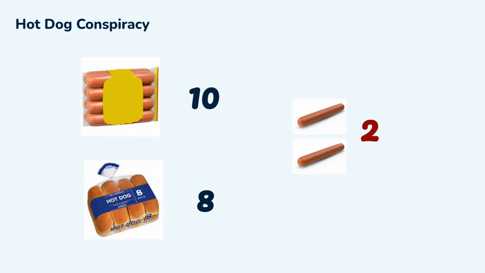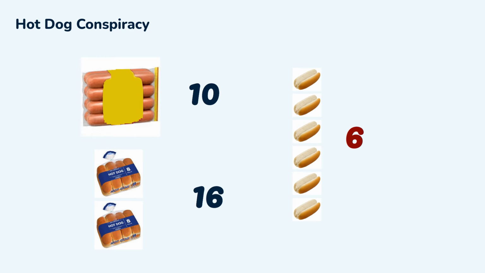Let's say you go to the supermarket and you buy a package of wieners and a package of hot dog buns. After preparing 8 hot dogs, your remainder is gonna be 2 wieners. But if you buy an additional package of buns, you are gonna have 16 buns. And after preparing 10 hot dogs, your remainder is gonna be 6 buns.